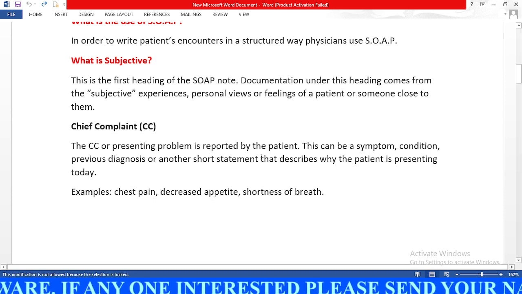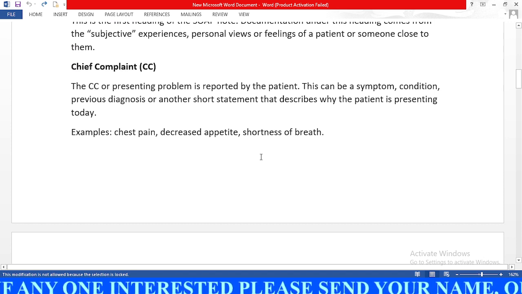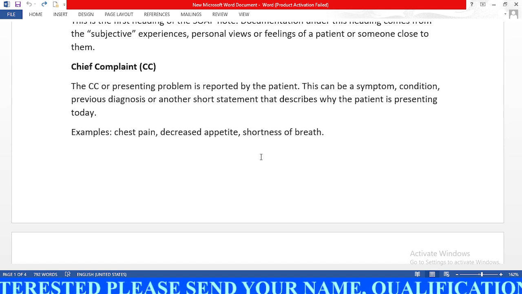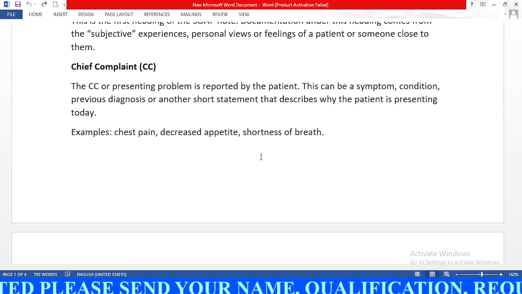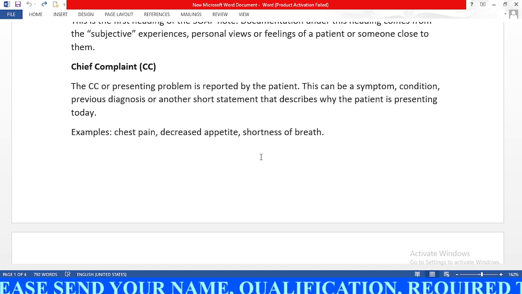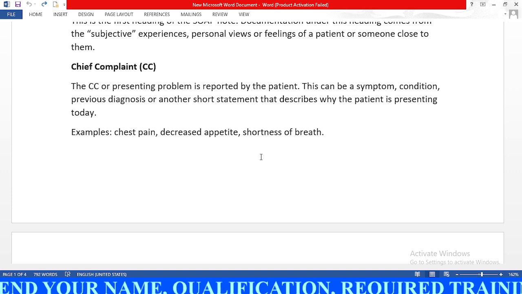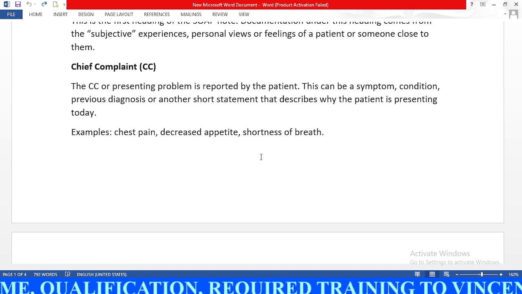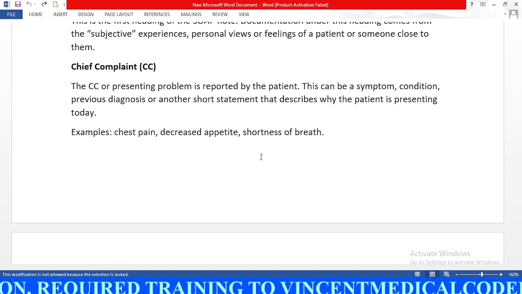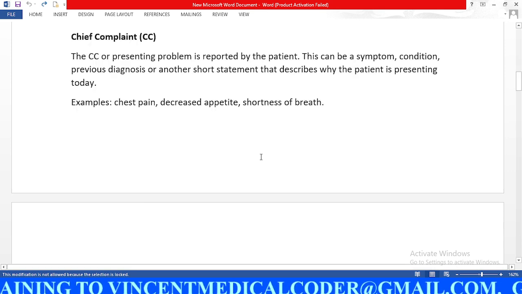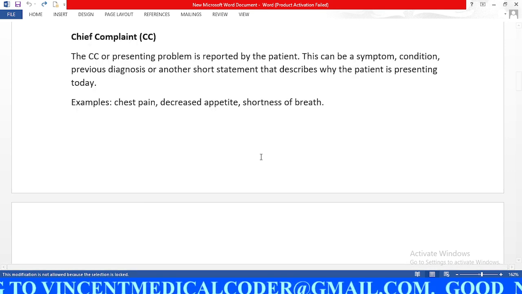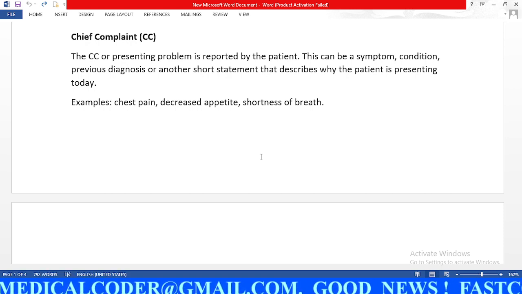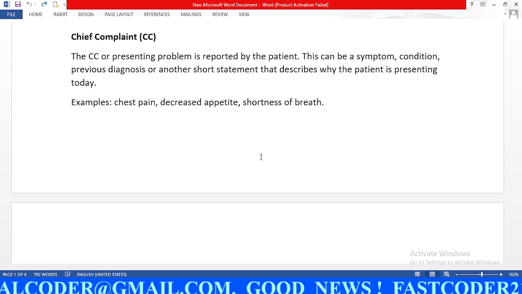So what is included in subjective? First one, subjective contains the chief complaint. Usually we call it CC. The chief complaint or presenting problem is reported by the patient. This can be a symptom, condition, previous diagnosis or another short-term statement that describes why the patient is presenting today. Basically, the chief complaint is the problem or condition experienced by the patient. Common examples include chest pain, decreased appetite, shortness of breath. All of these are symptoms of other conditions.